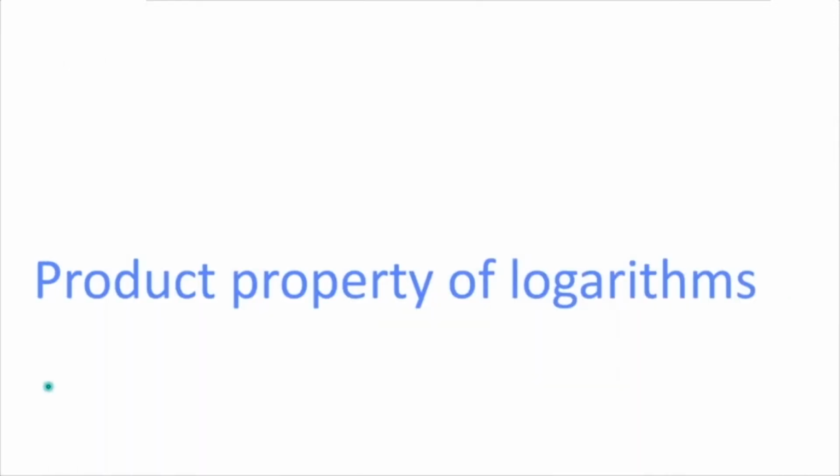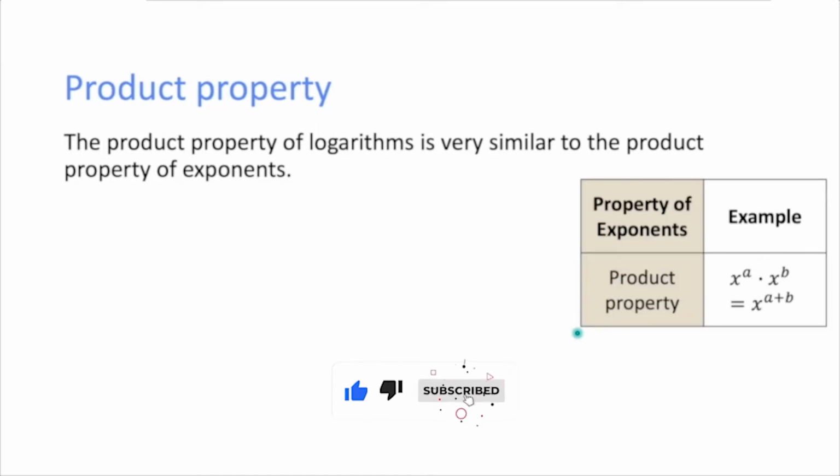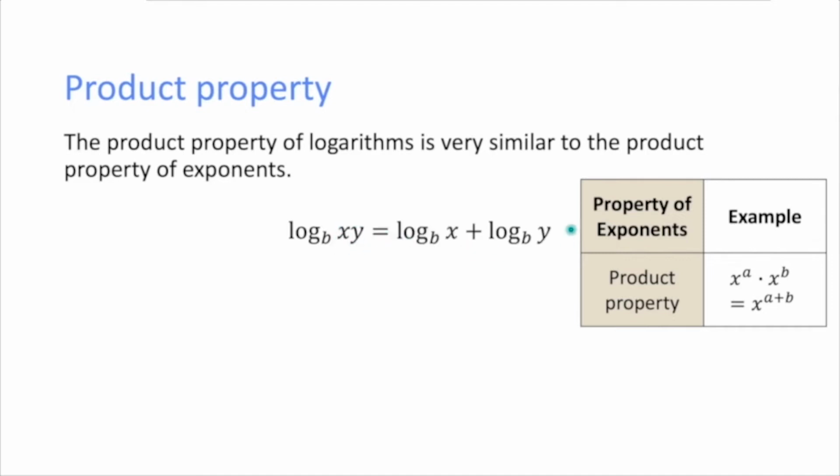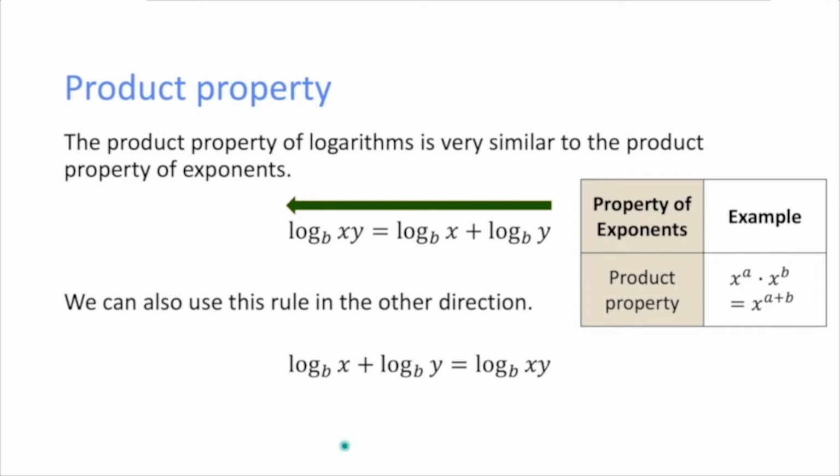We've seen what the product property of exponents looks like. Let's see what the product property of logarithms is. The product property of logarithms follows the same rule as the product property of exponents. For exponents, when we multiply, we add. It's the same for logarithms. Here we have multiplication, which means we have addition. The rule also works in the other direction, which means if we have addition, we can simplify to multiplication.